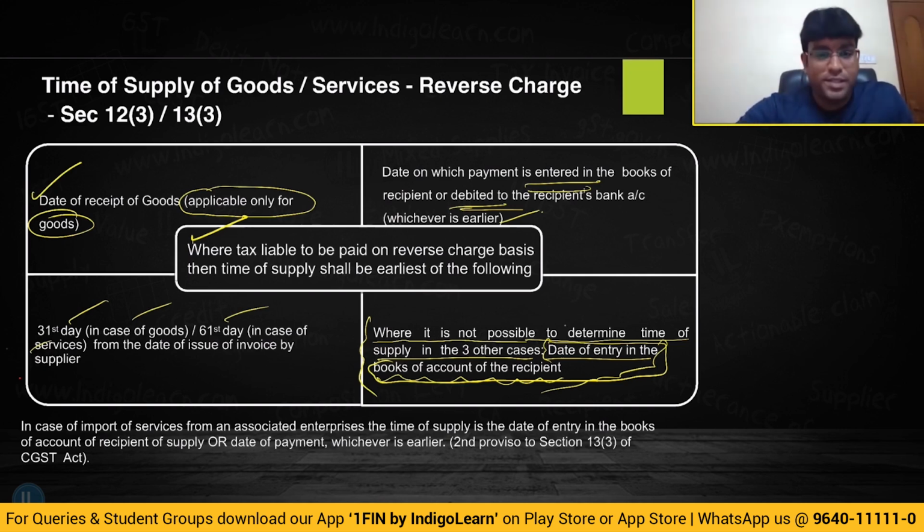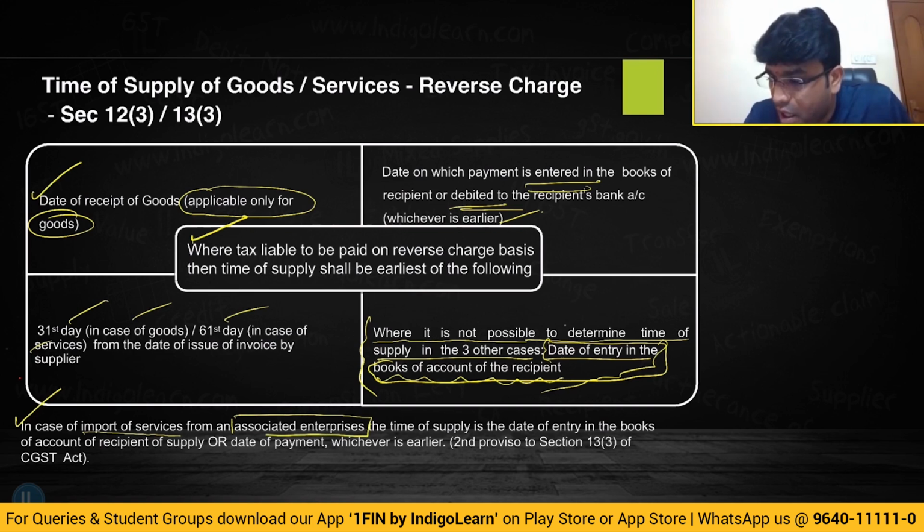Below, I give an important point, sir. This is interesting. Please observe that. In case of what, sir? Import of services. Import of services means what? The person supplying services is outside India, and the person receiving services is in India. In case of import of service from an associated enterprise. Associated enterprise is like a related person. In your direct tax, you have a topic called transfer pricing. In transfer pricing, they define this word called associated enterprise.